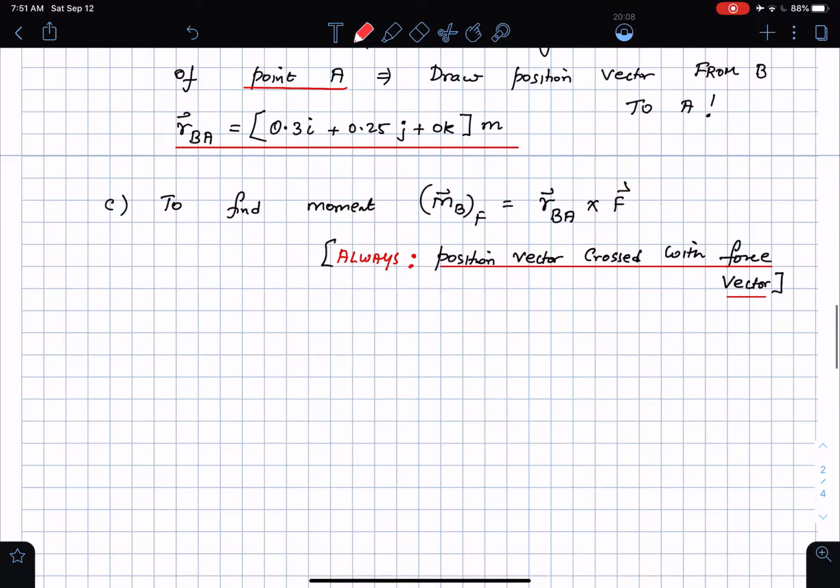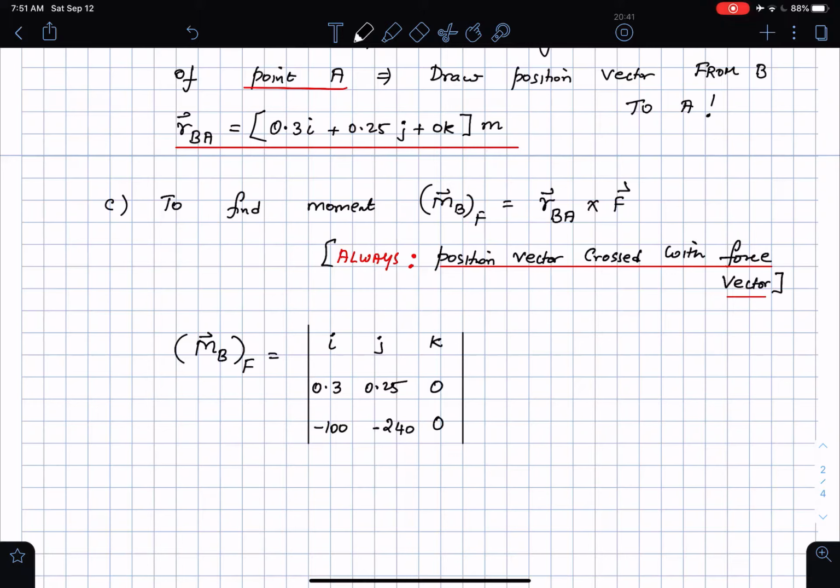Okay, so if I do the cross product, here is what I end up getting. I'm going to set up the determinant. The first row of the determinant is going to be occupied by the unit vectors i, j, and k. I close this. Then the second row is going to be occupied by the members of the position vector. So this is going to be 0.3, 0.25, and then 0. And then the third row is going to be occupied by the members of the force, which is minus 100, minus 240, and then 0.